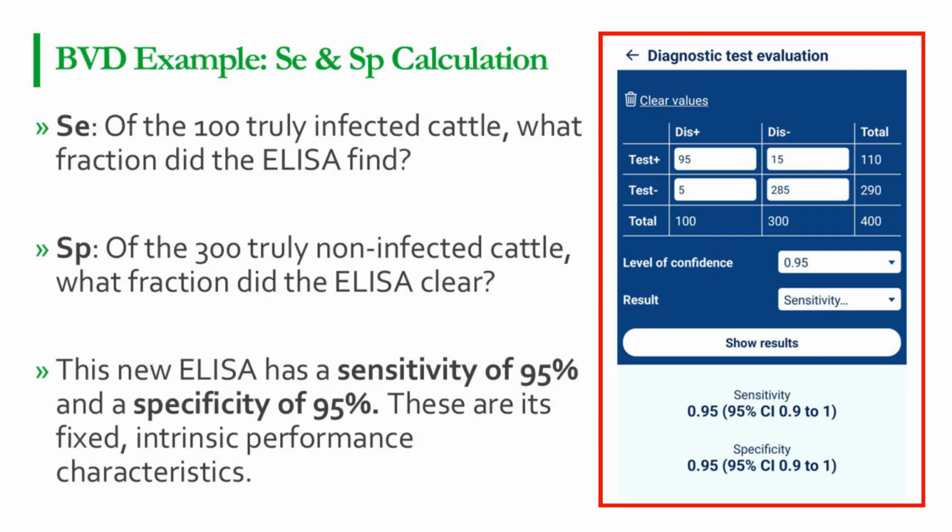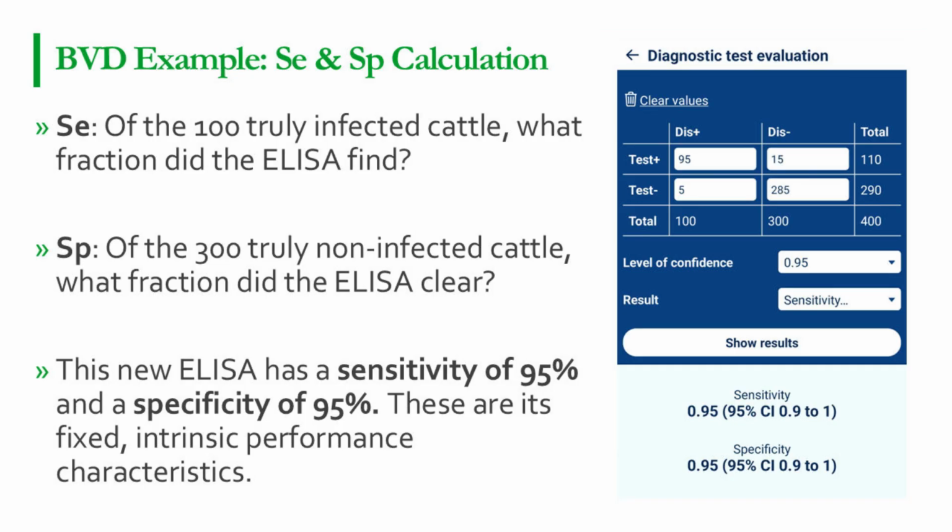Using the BVD table, sensitivity is straightforward: 95 true positives out of 100 diseased animals, giving a sensitivity of 95%. Specificity is also 95%, because 285 true negatives out of 300 non-diseased animals are correctly classified. The interpretation is important. These values summarize test performance against virus isolation in this study setting. They are often treated as fixed characteristics of the test kit, but they can still vary with disease stage, sample quality, and spectrum of cases included in the evaluation study.